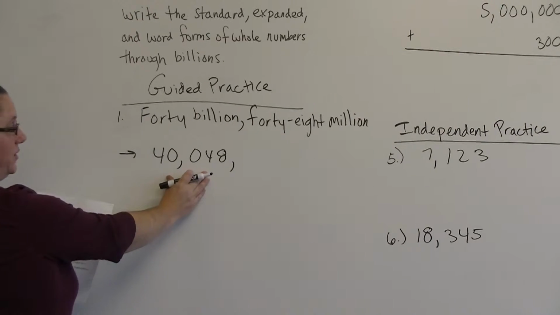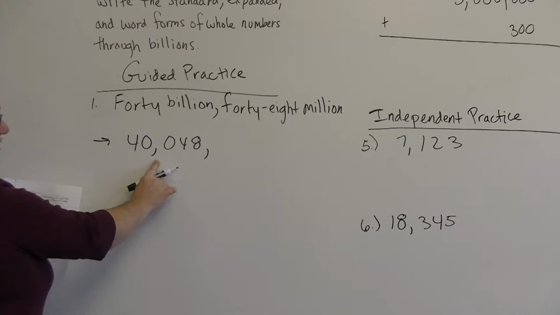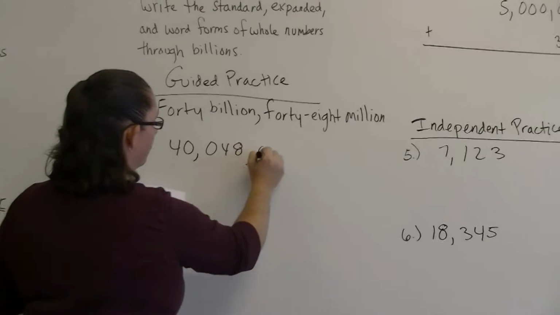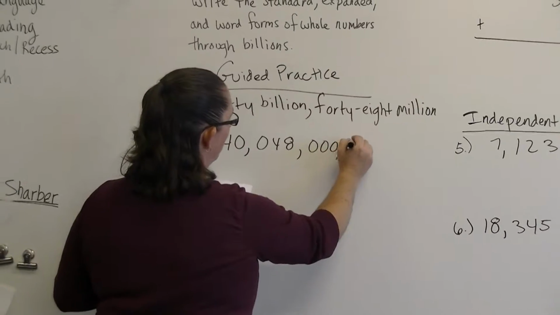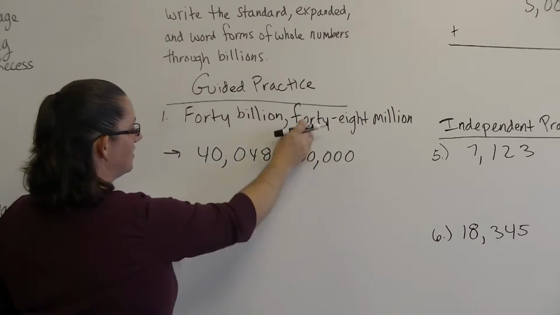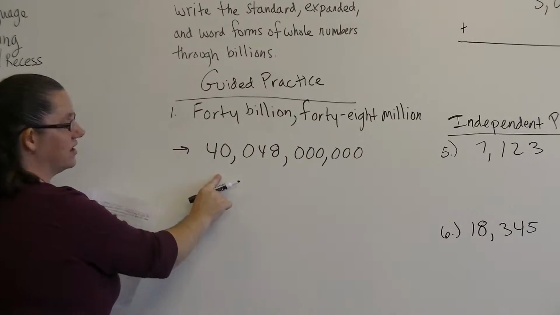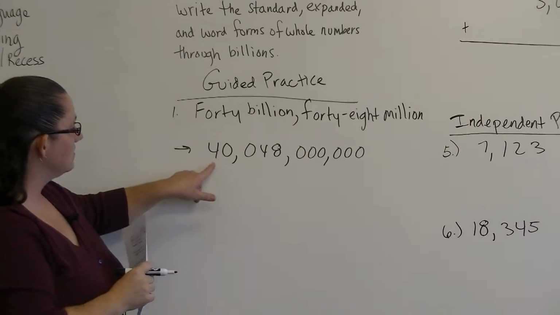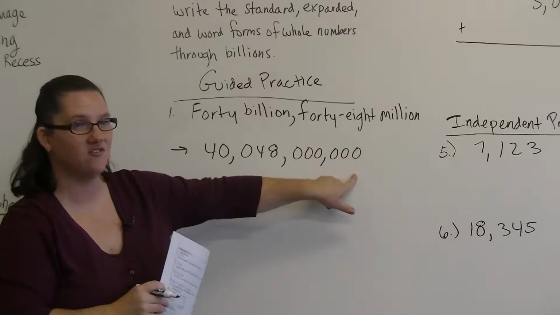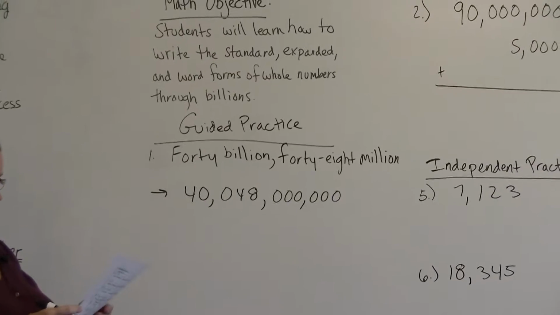But can I leave it at this? No, because if you actually look and read this, what I have now, it's 40,048. But that's not what this is asking for. So now you have to remember you have to put your zeros in here to hold place value. Again, then you can check with your periods. This is the ones, thousands, millions, right here, millions, and then billions. So your final answer in standard form is 40 billion, 48 million, and then you have to have your zeros in there. If you have questions, please go ahead and put that down.